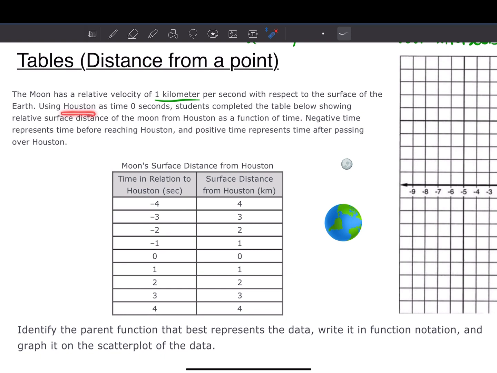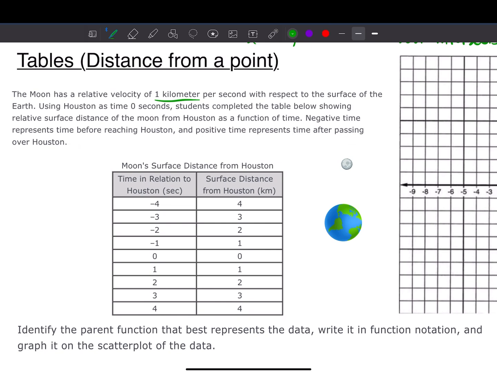Using Houston as time 0 seconds. I'm pretty sure we're using Houston because I stole this problem from NASA. Using Houston as time 0 seconds, the students completed the table below showing the relative surface distance of the moon from Houston. They keep using this word relative as a function of time. Negative time represents time before reaching Houston. Positive time represents time after passing over Houston.